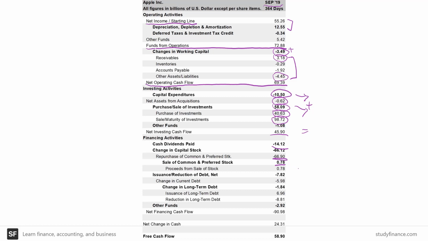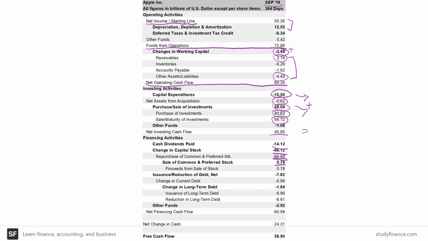So their net change in capital stock is 66.12 billion, and that is a cash outflow as most of that is from the repurchase of common and preferred stock. So on the debt side, Apple paid off 5.98 billion in current debt, so that is debt that was going to be due during that period.